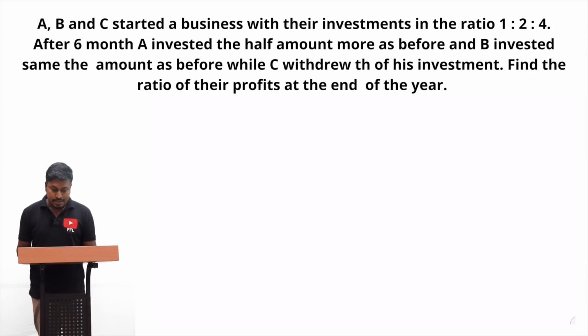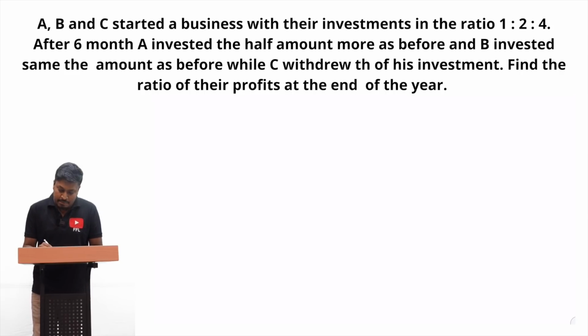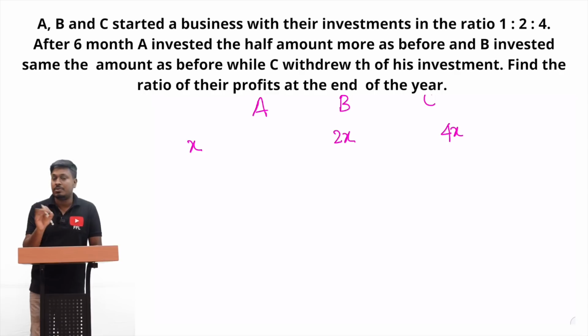So next question: A, B, C started a business with investments in the ratio 1:2:4. After 6 months, A invested half the amount more than before and B invested the same amount. So it is based on partnership, right? There are 3 persons. Initially A's investment is x, so B's investment will be 2x and C's investment will be 4x. They have directly given the ratio, 1:2:4.